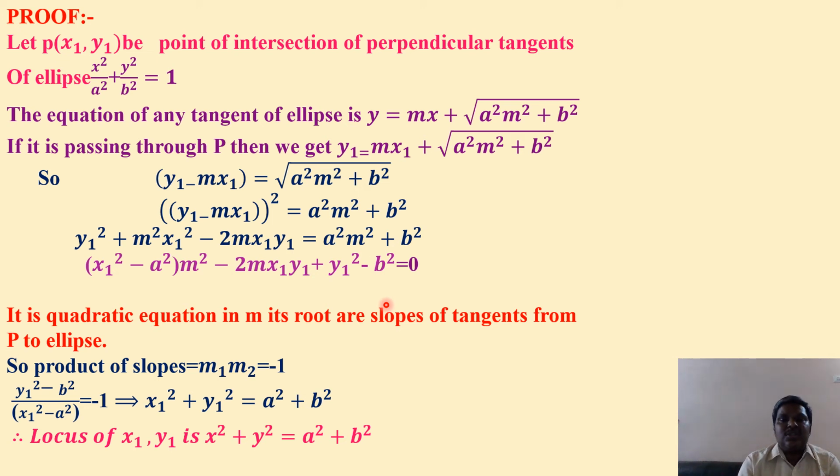So simply we can remember that the locus of the point of intersection of pairs of perpendicular tangents always gives a circle. That circle is called the director circle. In a parabola, the locus of the point of intersection of a pair of perpendicular tangents is what? Directrix. Here, director circle. So, on the basis of this concept, let us see the problem.